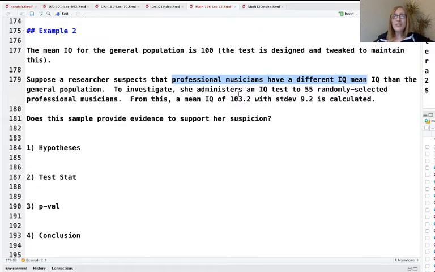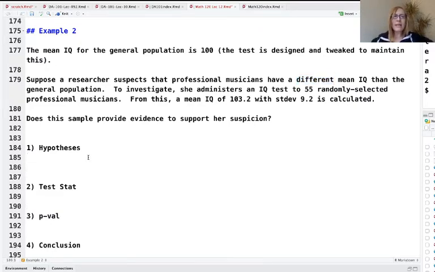The question that we're wondering here is, do we have evidence of a different mean IQ? And that's really important. That word different there right away tells us the alternate hypothesis. Since we're looking for difference, not necessarily greater than or smaller than, our alternate hypothesis is going to be not equals to. Let me write that right now.